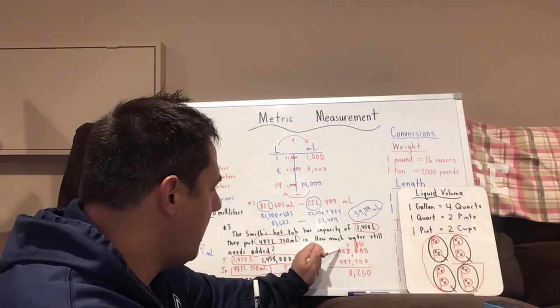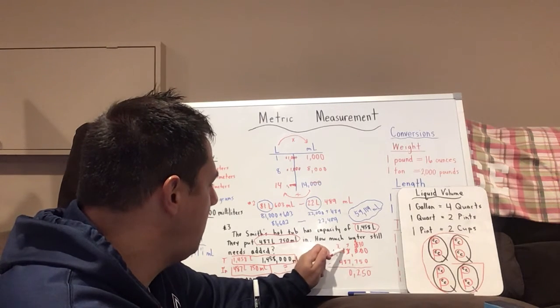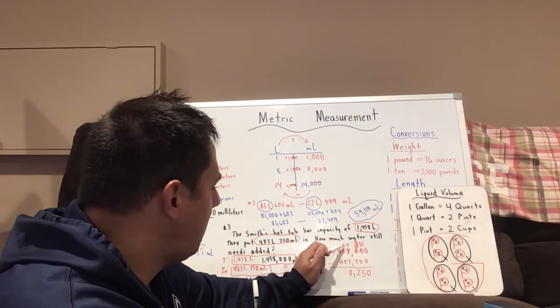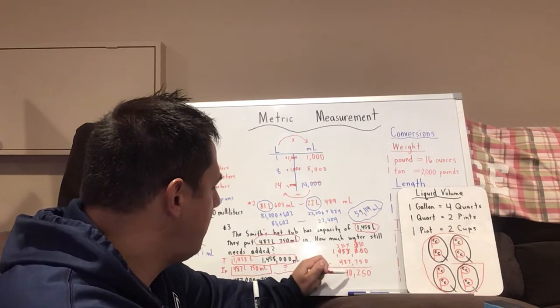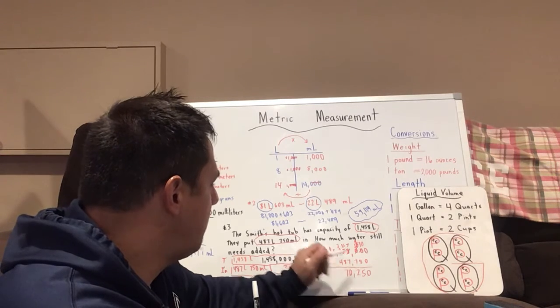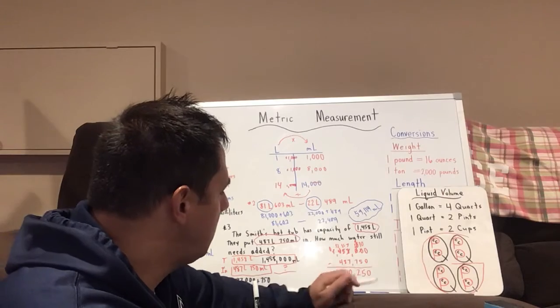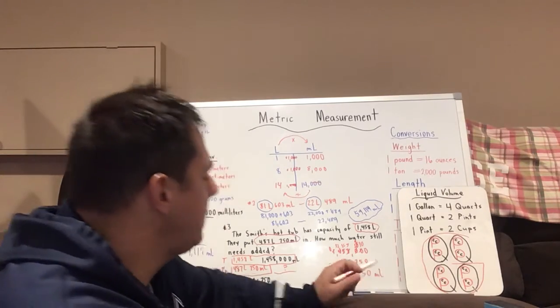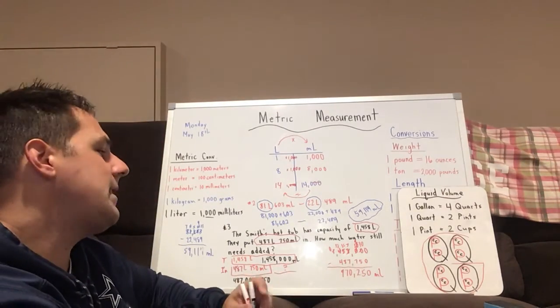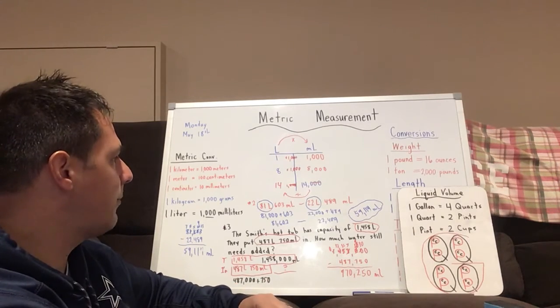5 minus 8 I cannot do, so I'm going to borrow from the hundred thousands. It becomes a 3. That becomes a 15. 15 minus 8 is 7. 3 minus 4 I cannot do, so I'm going to borrow from the millions. It becomes a 0. The 3 turns into a 13, and 13 minus 4 is 9. So they still need to put in 970,250 milliliters of water for that problem.